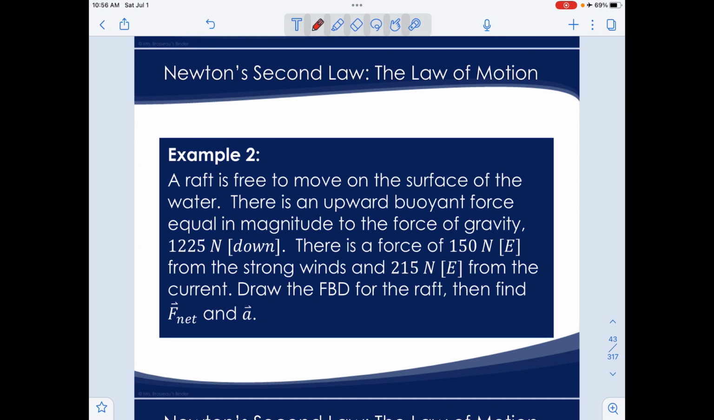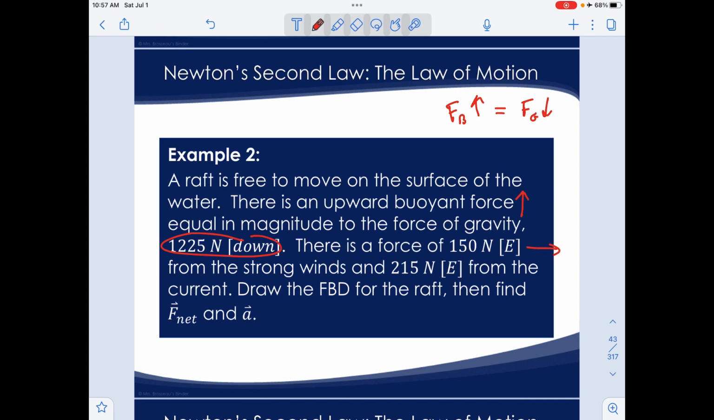So let's apply this idea using an example. A raft is free to move on the surface of the water. There's an upward buoyant force. This force is an upward force equal in magnitude to the force of gravity. So we have a buoyant force that's pointing up. The force of gravity is obviously pulling down, right? And here's the gravitational force. And these are equal, okay? There is a force of 150 newtons east, so here's a force going east from the strong winds, and 250 newtons east from the current.